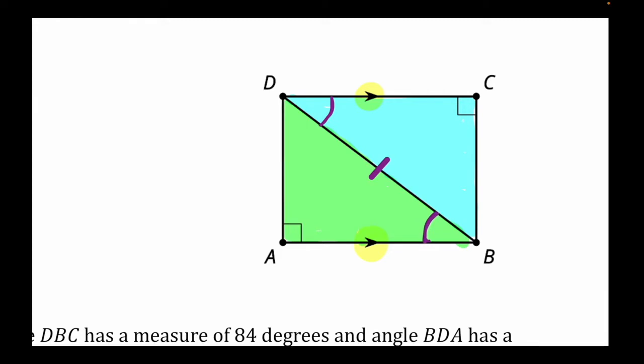Let's see. I have right angles here, which are going to tell me all right angles are congruent to each other. So this could be angle, side.